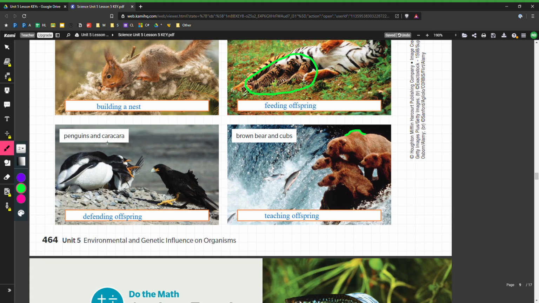Penguins and caracara, okay, they're defending offspring. They're screaming at it for some reason, but they're not screaming at it because they're building a nest or feeding or teaching things.